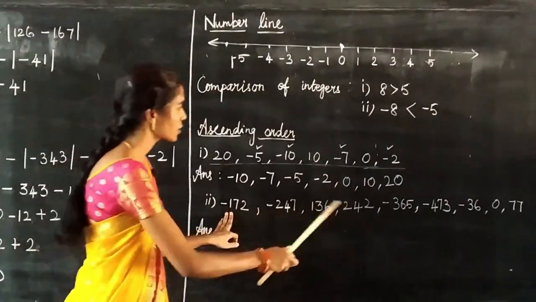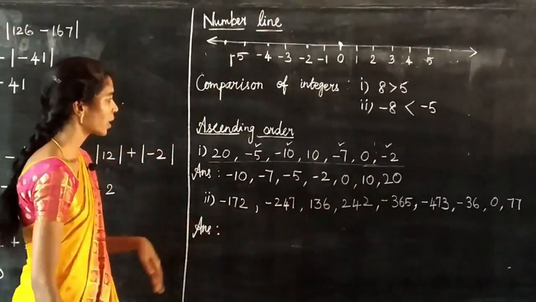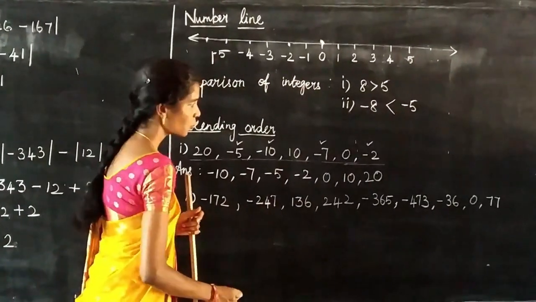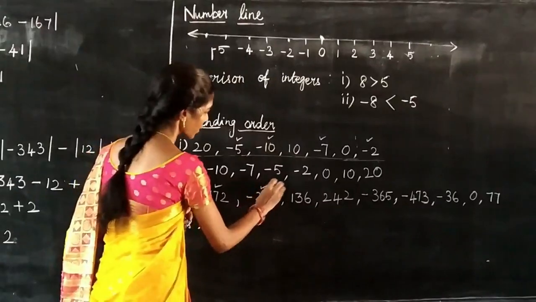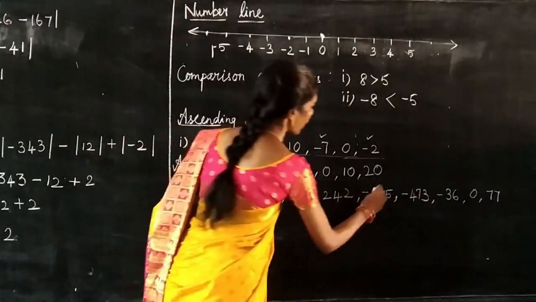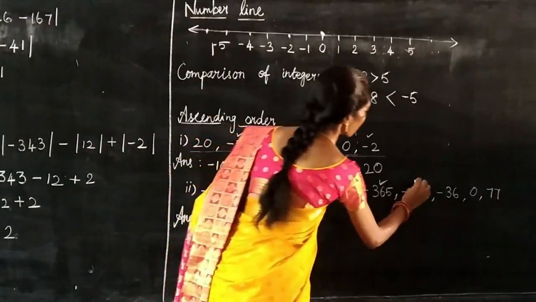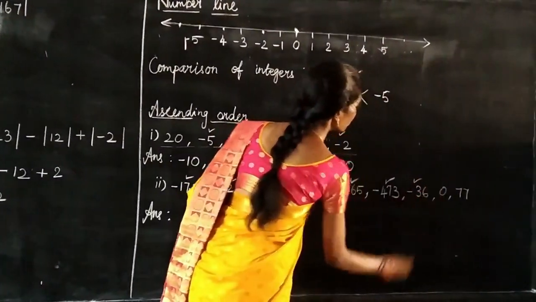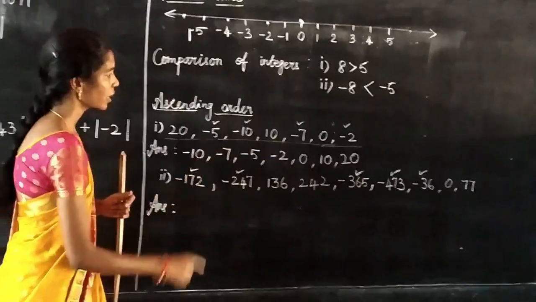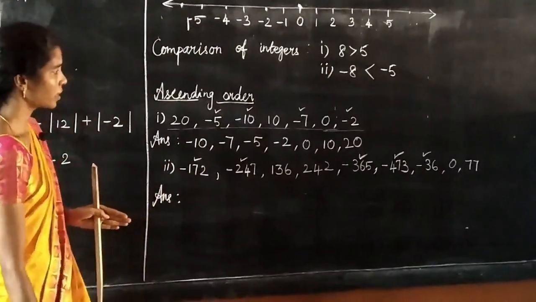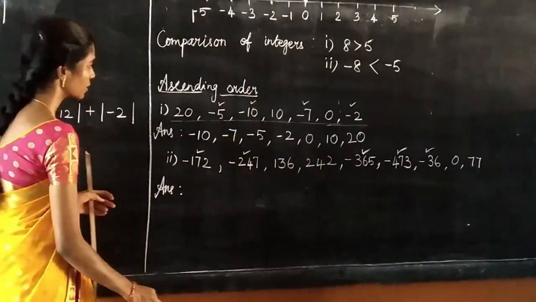Okay. Next, numbers are given here and we are going to arrange them in ascending order. First we look at the negative integers: minus 172, minus 247, minus 365, minus 473, minus 36. These are the negative integers. Among them, the smallest one is minus 473.